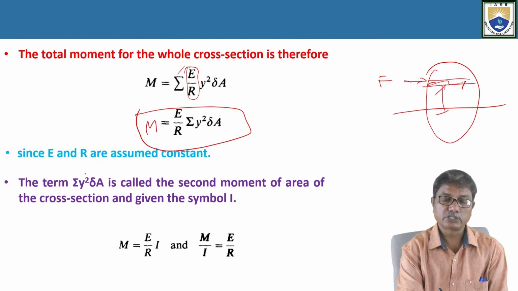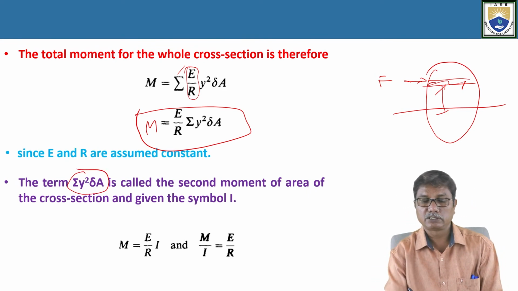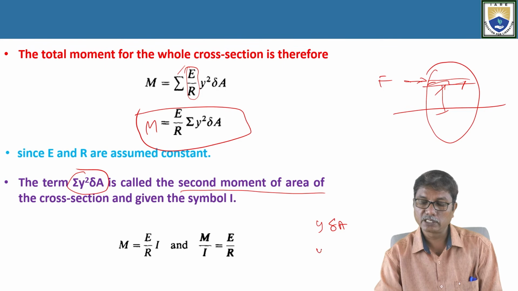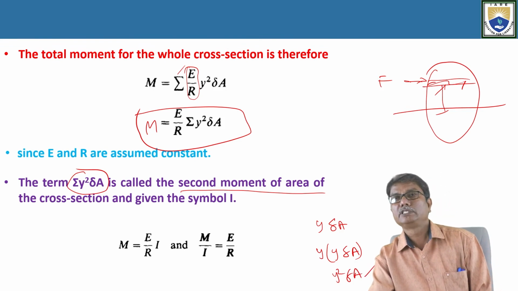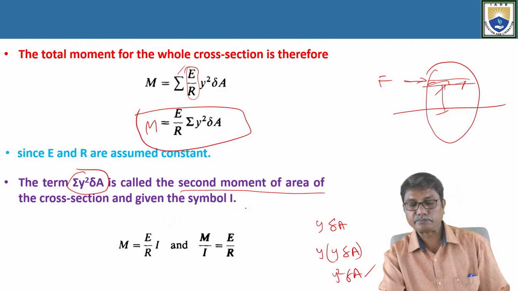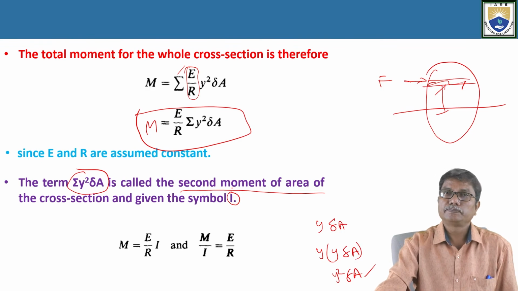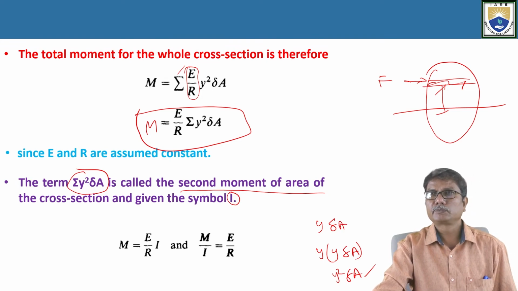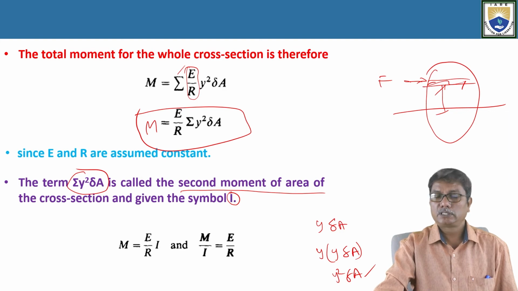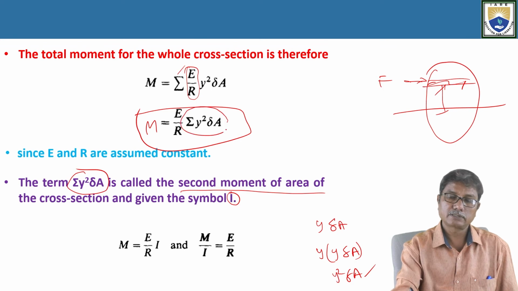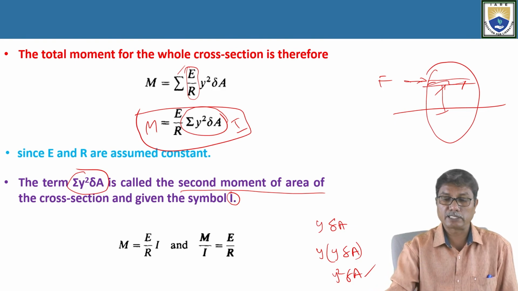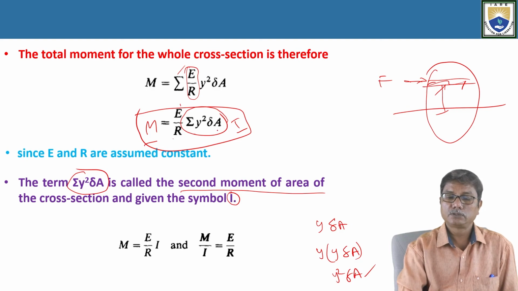Here the term sigma y square dA is called the second moment of area. The first moment of area is y delta A. The second moment of area is y into y delta A, that is y square delta A. This is the second moment of area, which is also called the moment of inertia and is represented by the symbol I. Second moment of area, or the moment of inertia of the cross section of the beam. So we can replace sigma y square dA by I, which is nothing but the moment of inertia of the cross section. So M is now E by R into I.